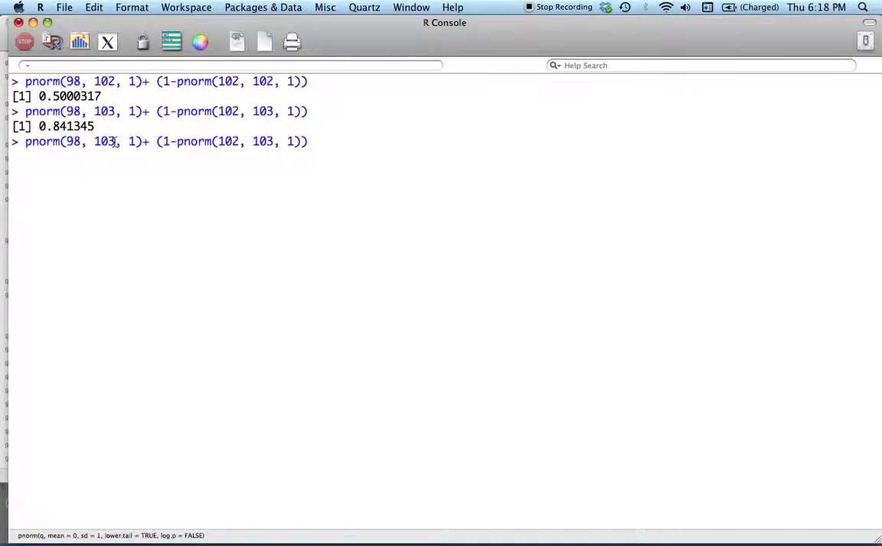What would be the power of our test to detect the alternative that mu is 104? It's starting to get very, very good. And if we take mu to be 105, I mean, it's almost 100%.